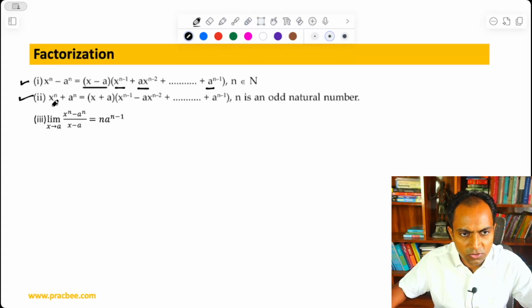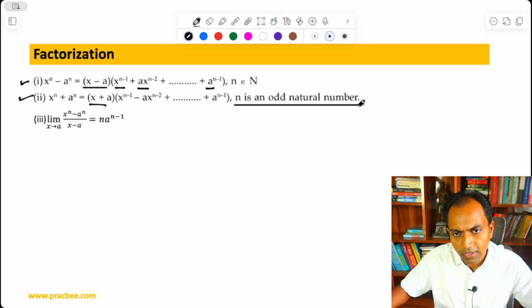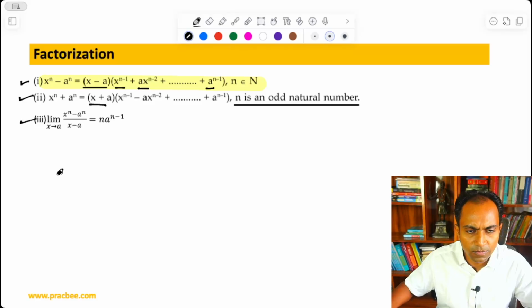Second is for x raised to the power n plus a raised to the power n. So we can write it in a similar manner. But here the important point is n needs to be an odd natural number. So most of the scenarios will apply the first one only, that is this one. Let me show you one application that will also give us this third standard formula.